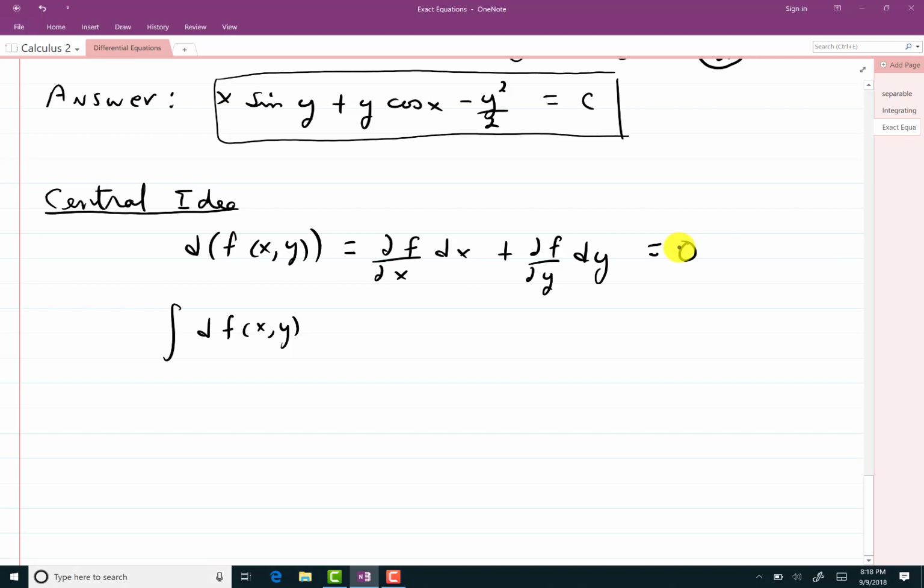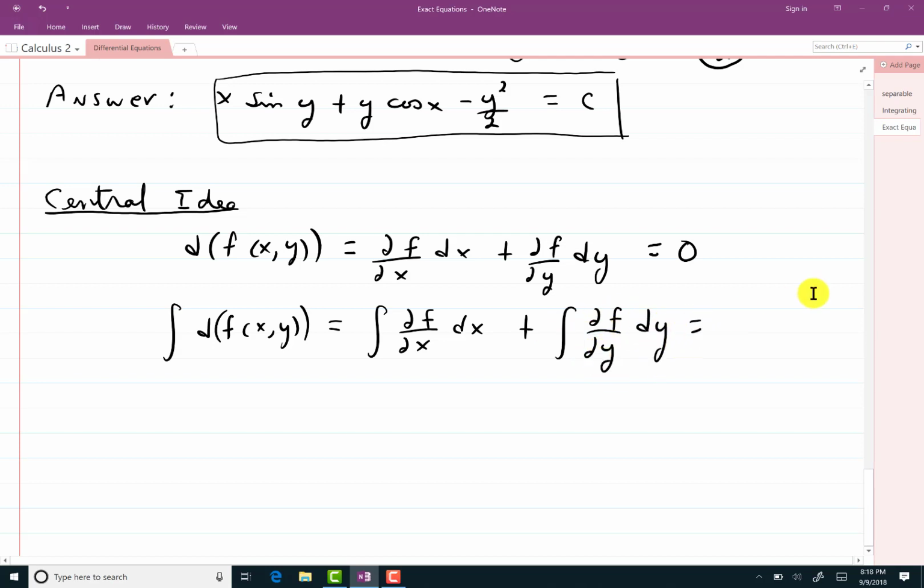So if I integrate to go backwards, I'm going to integrate this, and that's going to equal the integral of partial of f, partial of x, dx. Break this thing up. Partial of f, partial of y, dy. And the other side, since it's the differential of something equals 0, we know that that thing is just a constant, in the real sense of a constant, not x or y. So now these are the things that we have to solve.